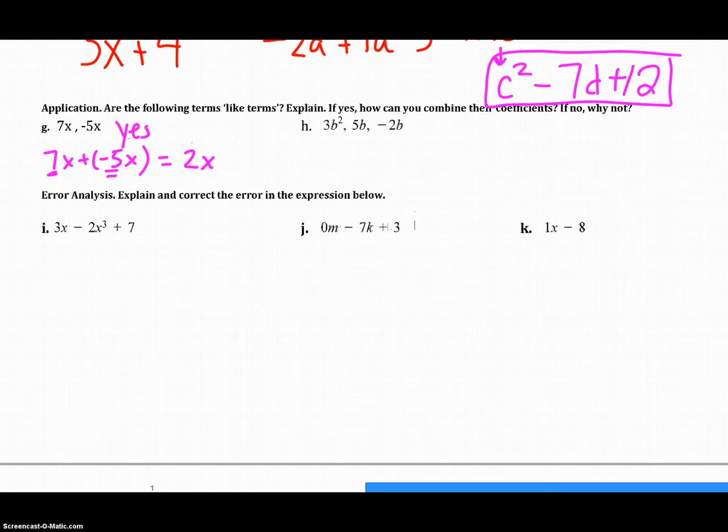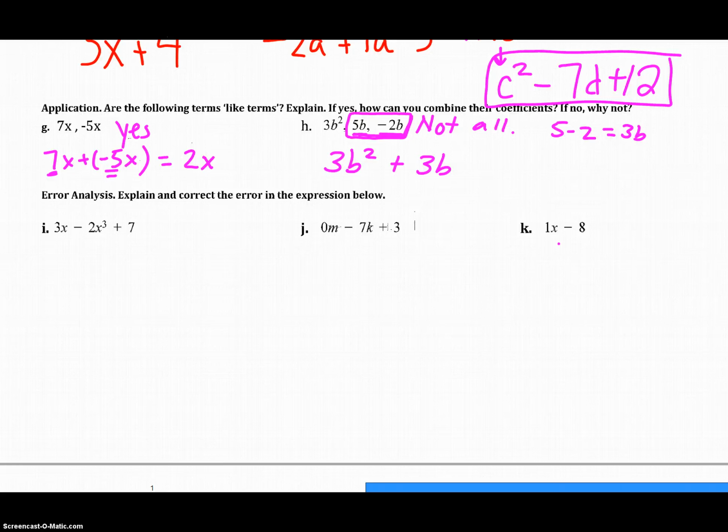Now in h, it's a little more tricky. I have 3b squared, 5b, and negative 2b. Are they all alike? No, they're not. But I do have a few that are. So not all can be combined. However, my 5b and my negative 2b are alike because they have the same exponent. So to write this in standard form, it'd be 3b squared because that exponent comes first. And then if I combine 5 minus 2, just looking at the coefficients, to get 3b, I'd add an additional 3b to my answer.